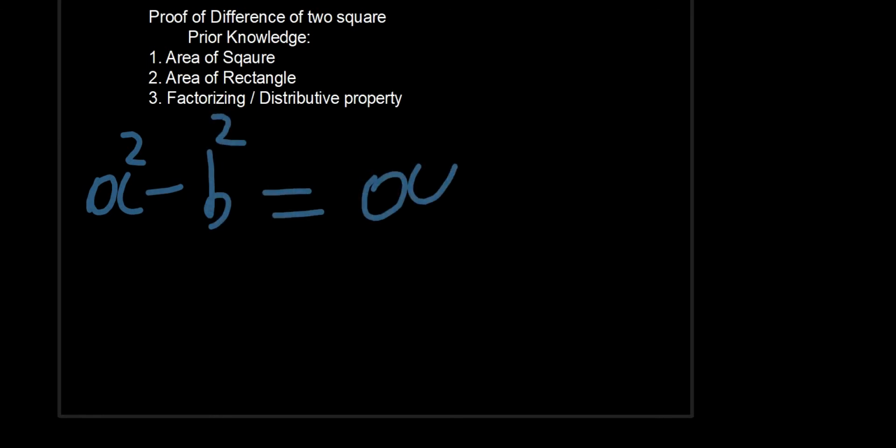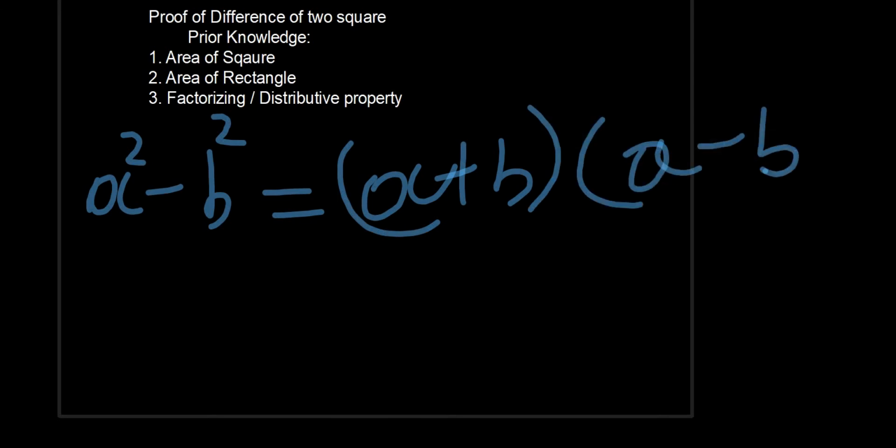So in this video, what we want to look at is what we call difference of two squares. We want to look at how we will actually prove this expression. We have a squared minus b squared is equal to a plus b, bracket, a minus b. Look at this as a difference of two squares. How do we actually factorize this?